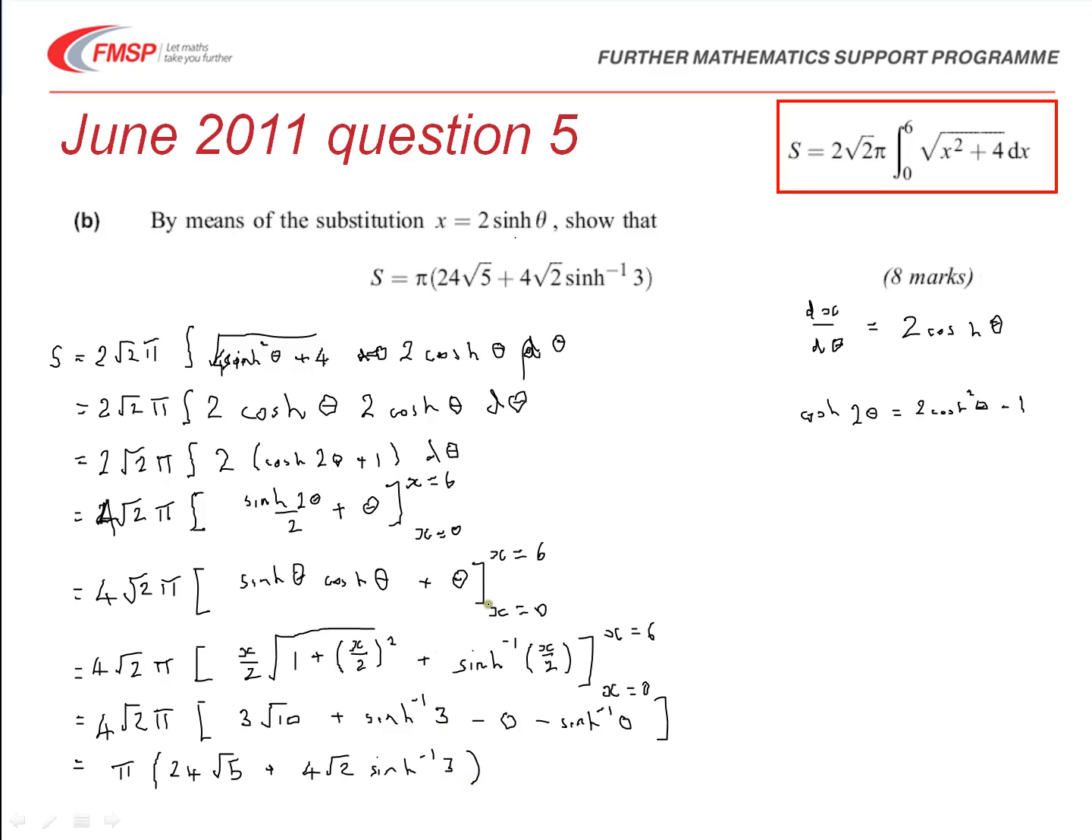Whew, got there. Right, allocation of the marks in this particular part of the question. Well, again, stating that dx by d theta is equal to 2 cosh theta, that will give you a mark for that. Then from there, it's a method mark for an appropriate attempt to substitute in there. Then in here, you'll get a mark, I think, for coming up with the cosh theta here. And similarly, you'll get a mark for getting the cosh 2 theta plus 1 by using the double angle formula.